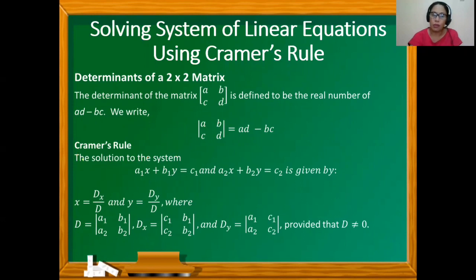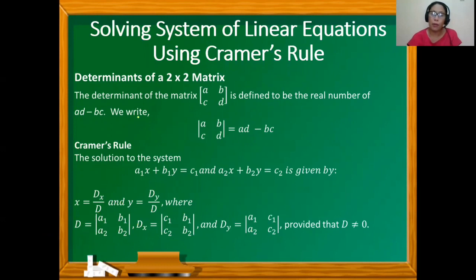Now, in relation to the solution to this system, a sub 1 x plus b sub 1 y equals c sub 1 and a sub 2 x plus b sub 2 y equals c sub 2, calculating the x coordinate is done by dividing D sub x by the determinant, and the y coordinate is done by dividing D sub y all over the determinant, where D again is equal to this formula, D sub x here and D sub y.